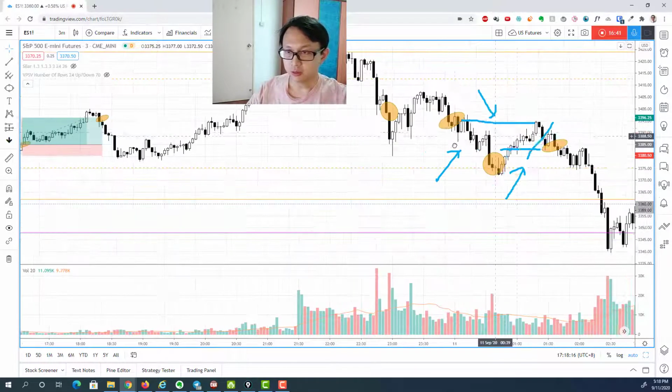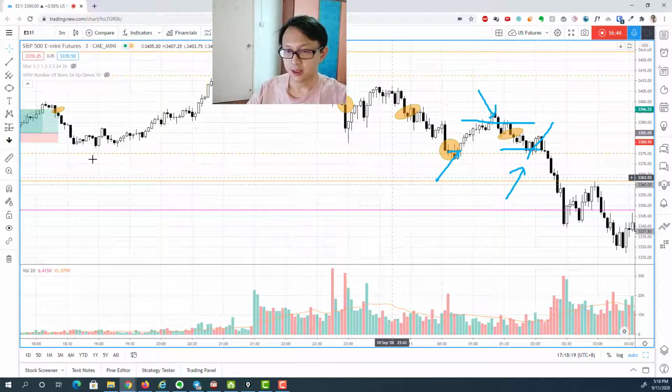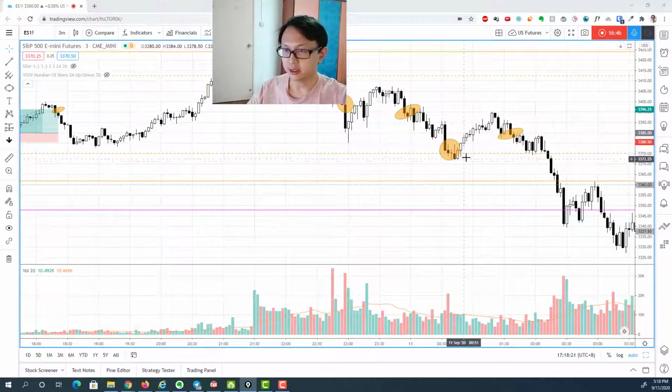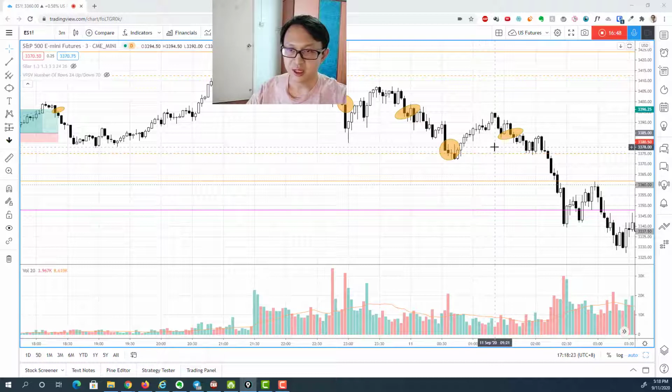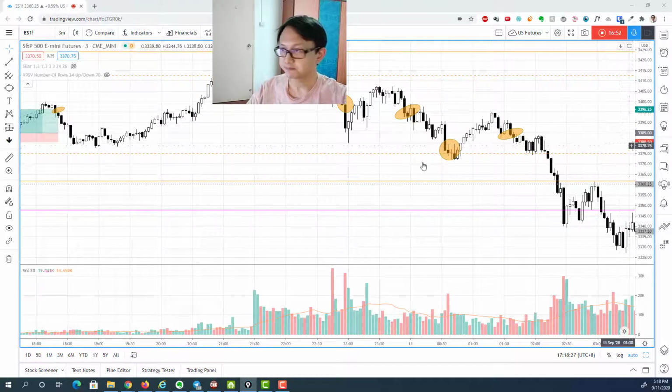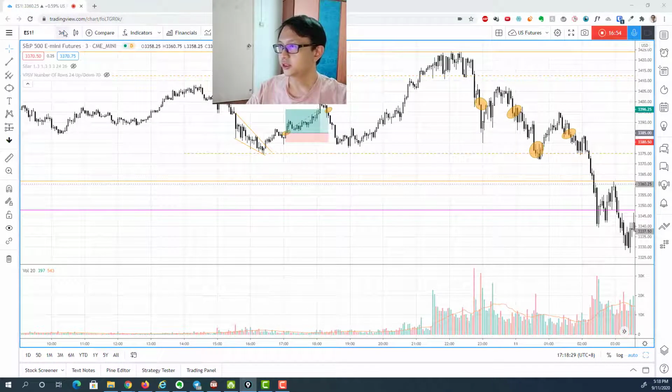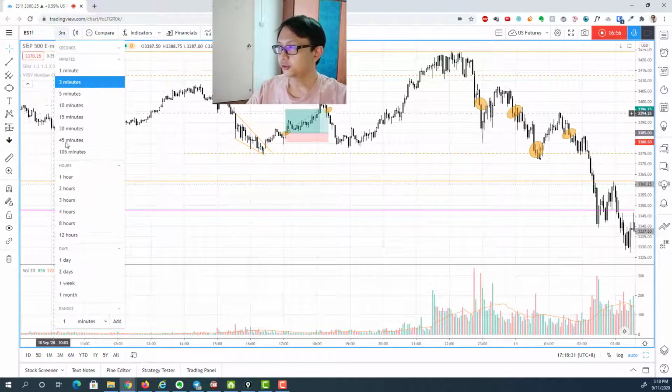So that's the possible trade here, and depending on how you manage the trade, but at least I think we can definitely ride it to around 33.75 to 33.80. Alright, so this is the trade review for yesterday.